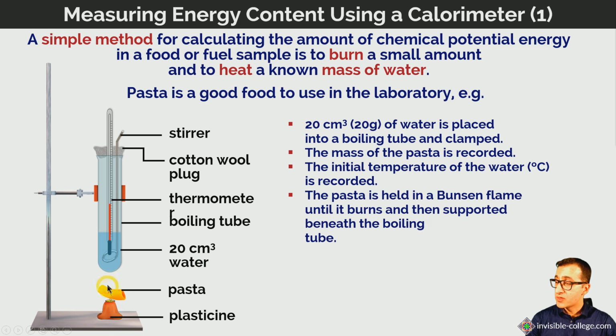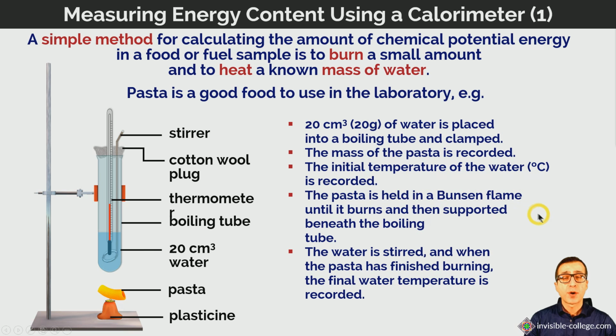Now, continuously while the pasta is burning, we gently stir the water by raising and lowering the stirrer, and then once the pasta is finished burning, we record the highest temperature reached by the water. So it may be that once the pasta stops burning, the temperature on the thermometer continues to rise somewhat. So it's important to record the highest temperature reached.